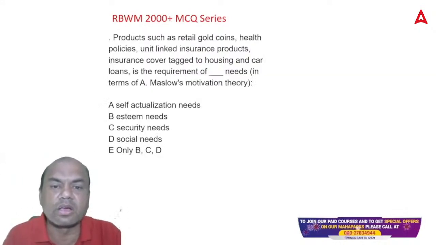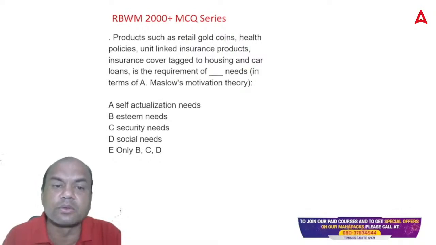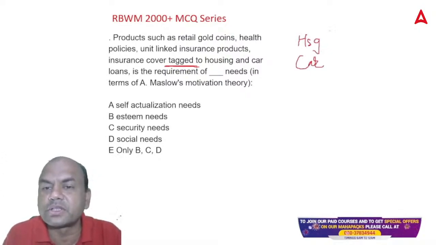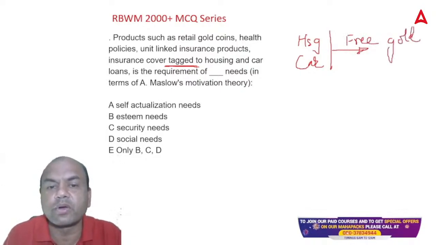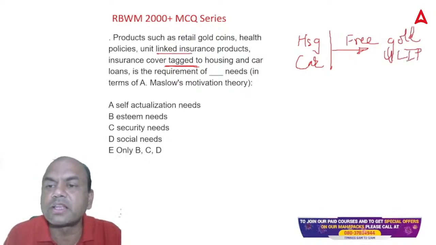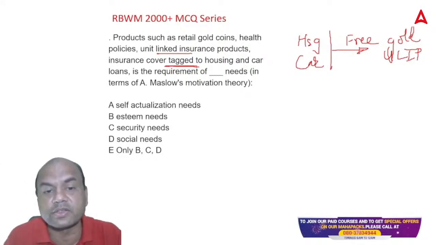Products such as retail gold coins, health policies, unit linked insurance products, insurance cover are tagged to the housing and the car loans. Is a requirement of dash needs. Tagged means what? Suppose I am giving you a housing loan or a car loan. So what will I say? Buy this housing loan and car loan from me and get this free. What free? Get this gold coin free. Get this ULIP, unit linked insurance policy, free. So this is the tagging. It means I'll give this free on buying this product. So which need is this required for? Self-actualization, esteem, security, social, only B, C and D.